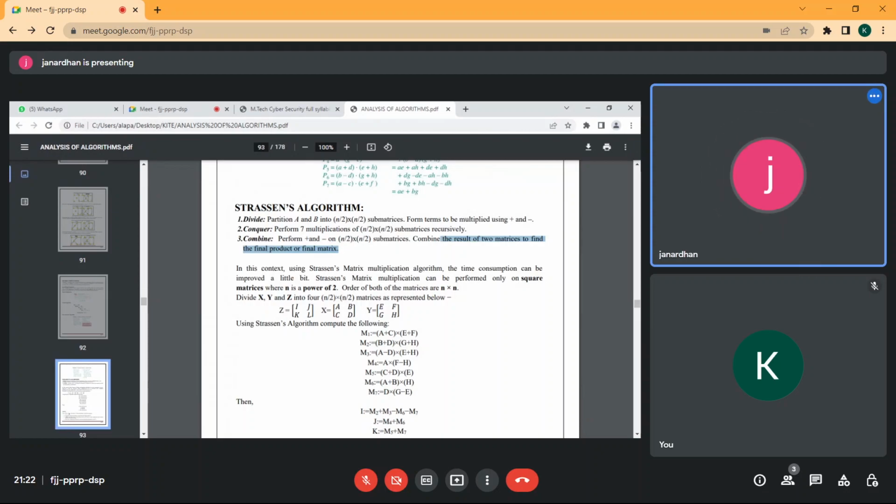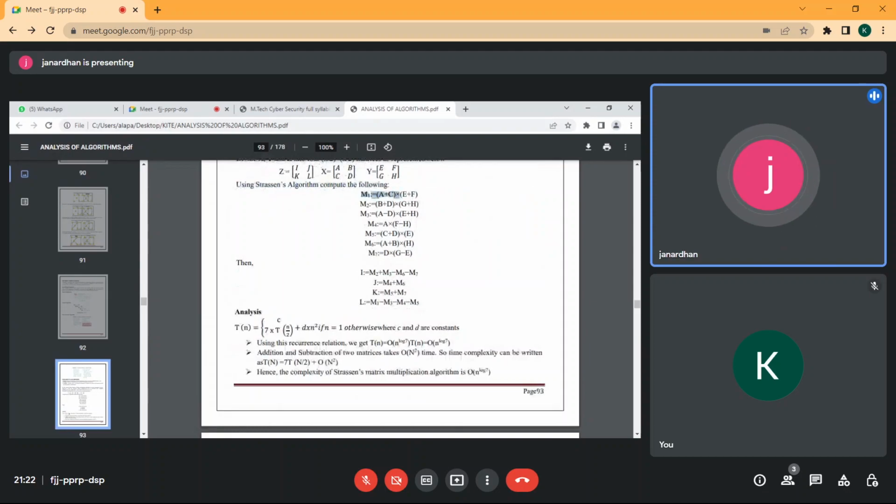Z equal to I, J, K, L; X equal to A, B, C, D; Y equal to E, F, G, H. Using Strassen's algorithm, compute the following things. M1 equal to (A plus C) into (E plus F), M2 equal to (B plus D) into (G plus H), M3 equal to (A minus D) into (E plus H), M4, M5, M6, M7 like that. Then I equal to M2 plus M3 minus M6 minus M7. J equal to M4 plus M6, K equal to M5 plus M7, and L is computed similarly.